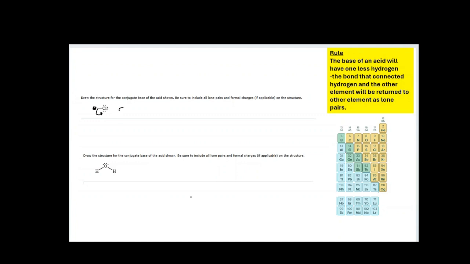Again, it's going to be returned back to the chlorine right there, and it's going to be returned as lone pairs. So once it's returned, we're going to have chlorine. We're going to have a lone pair here, a lone pair right here, a lone pair right here. And then the bond that goes back is going to return as lone pairs. And so now that leaves 8 electrons around the chlorine.